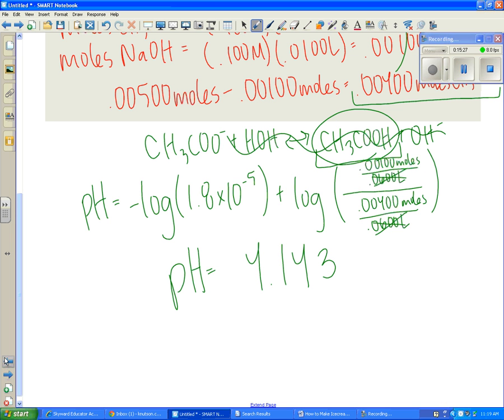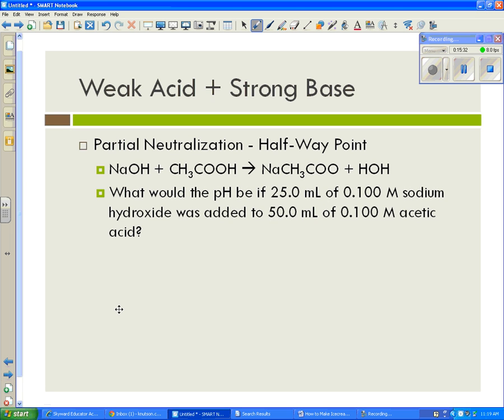Okay, let's do another one. Another partial neutralization, this time at the halfway point. The halfway point is 25 milliliters. Remember, we said that it would take 50.0 milliliters of the sodium hydroxide to completely neutralize the solution. So halfway would be if we have added 25. Again, we know we're going to have excess acid. We're not adding enough base to completely neutralize the acid. So this calculation is going to be really similar to the one we just did.